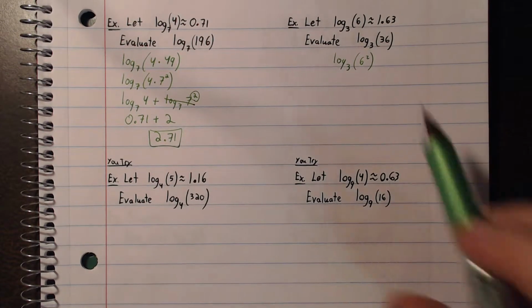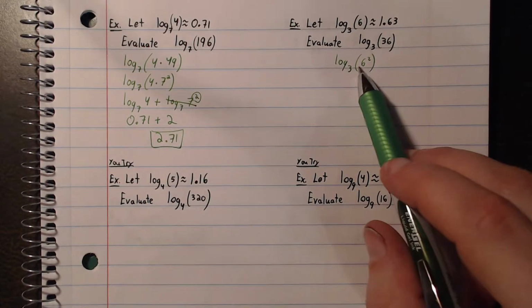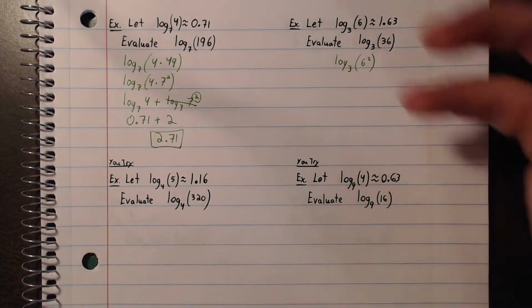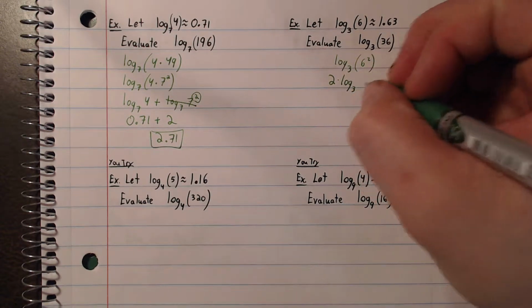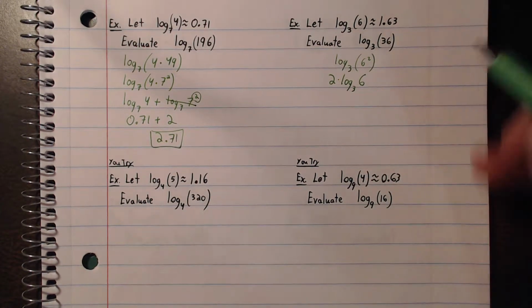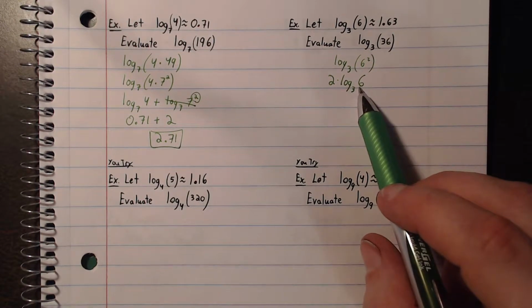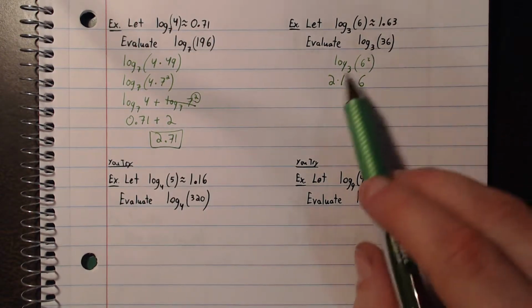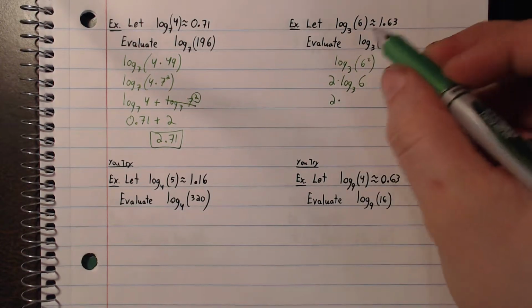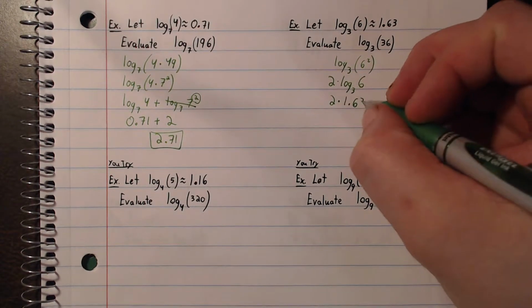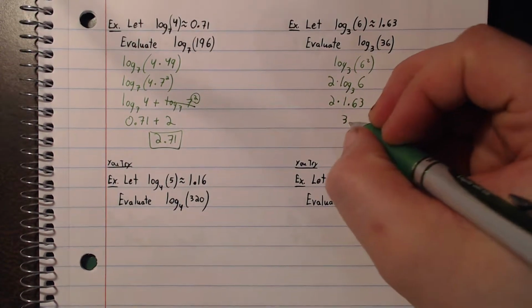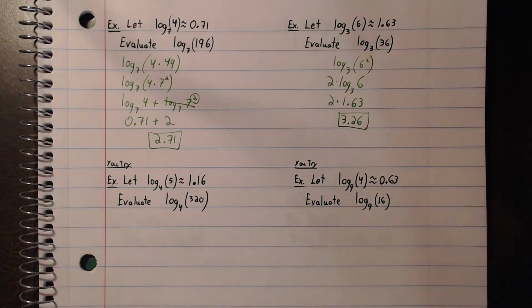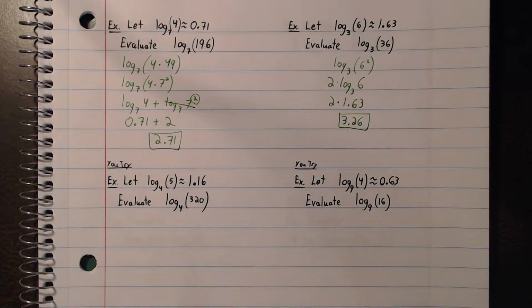The power property, because this base doesn't match here, power property comes in. That 2 is going to come in front as a multiplier. But this isn't bad news because log base 3 of 6 was given to me here. So I have 2 times 1.63. And if we multiply 2 times 1.63, we get 3.26. Okay, so we were just using that time only one of our properties.